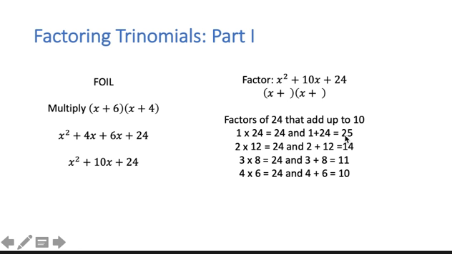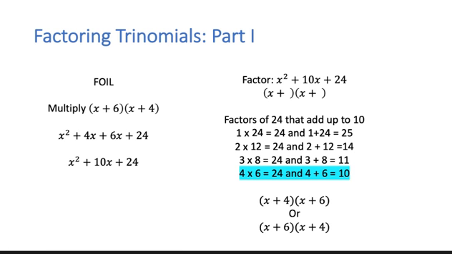And if you look at the sums, 1 plus 24 is 25, 2 plus 12 is 14, 3 plus 8 is 11, and 4 plus 6 is 10. So the pair that works, and there's only one in that list, is 4 and 6. That's the pair that when we multiply them, we get 24, and when we add them, we get 10. So how we write this answer doesn't matter. We can write it as x plus 4 times x plus 6 or x plus 6 times x plus 4. Either of those answers is correct.